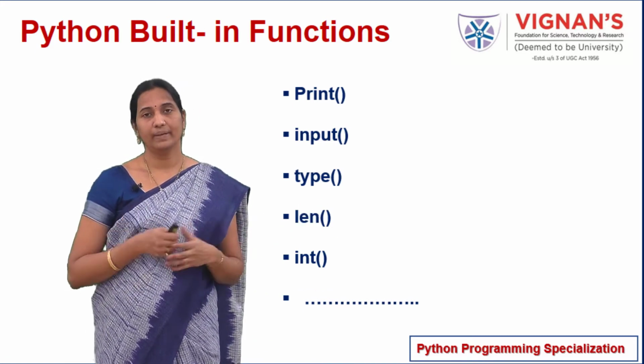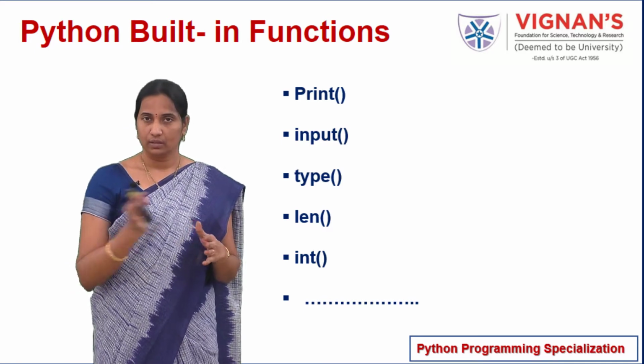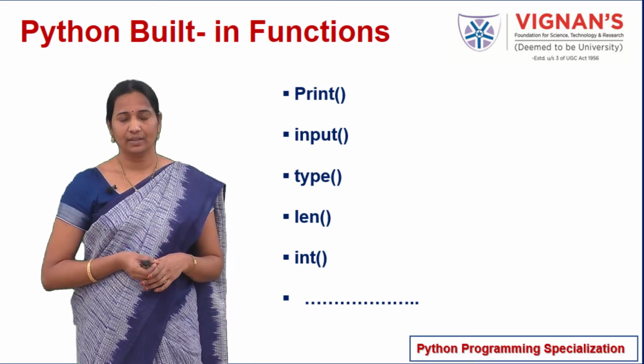int, float, str: these are all the methods which can be used to convert one type of variable to the other type.